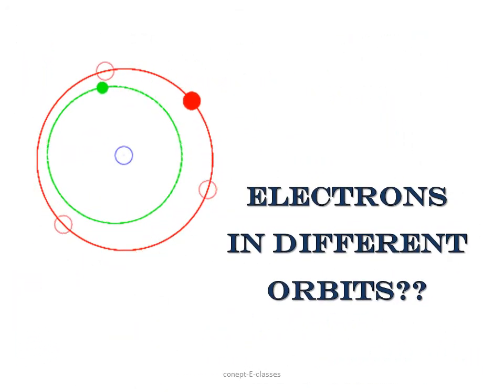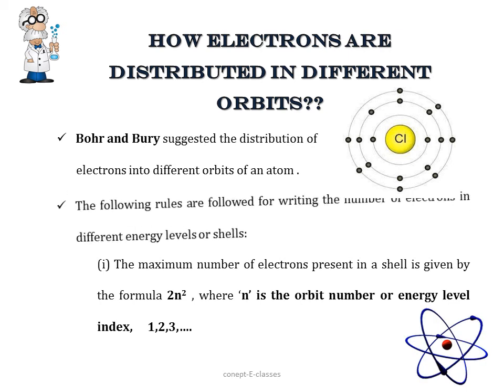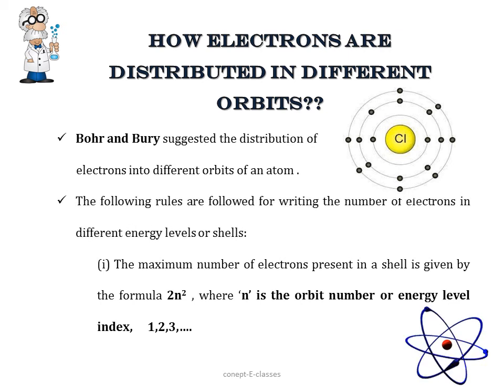So according to Niels Bohr, the electrons are distributed in different shells. So let's see how the electrons are distributed in different energy orbits or different shells. The distribution of electrons into different orbits of an atom was suggested by Bohr and Bury. The following rules should be followed for writing the number of electrons in the different energy levels or shells. So let's see how we can find the number of electrons in each shell. The maximum number of electrons present in a shell is given by the formula 2n square, where n is the orbit number or energy level index and n is equal to 1, 2, 3.